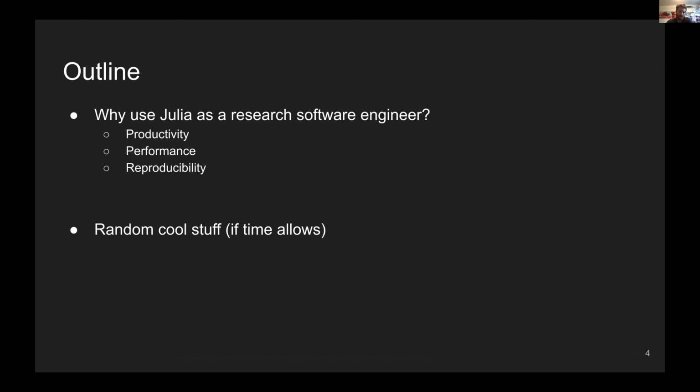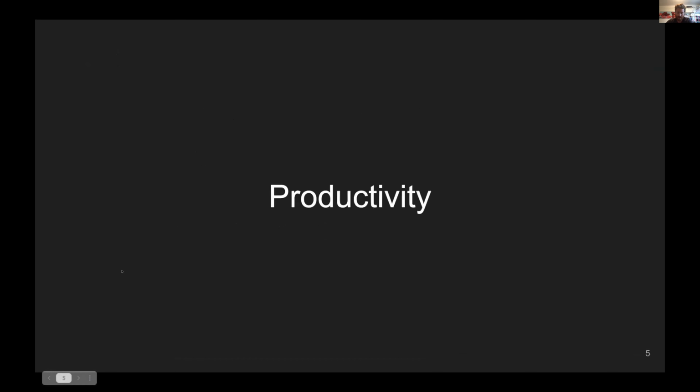So today I want to show why it's possible to use Julia as a research software engineer. And there are three things I want to highlight here: productivity, performance, and reproducibility. And if I have time, I have some just random cool stuff that I could show, but we'll see if we have time for that. So first, let's talk a little bit about productivity.